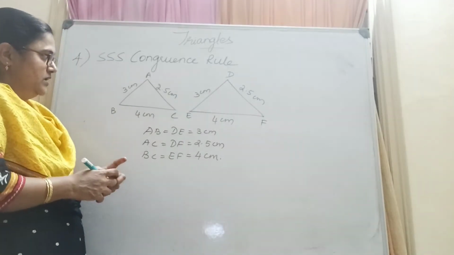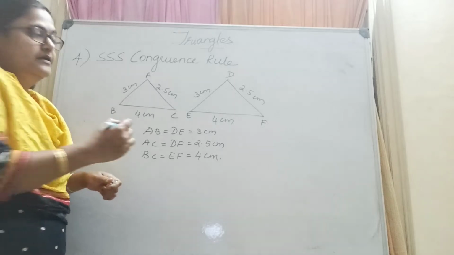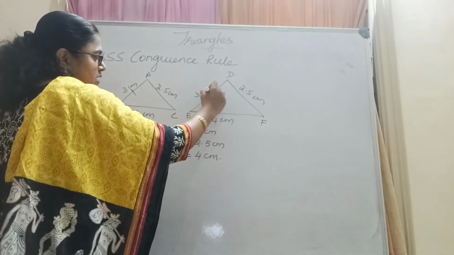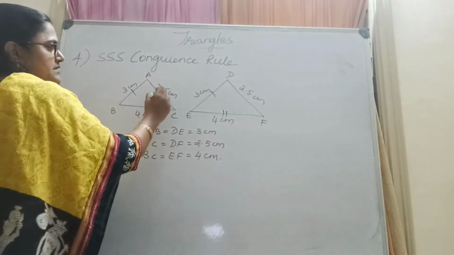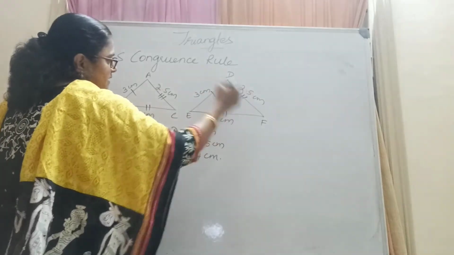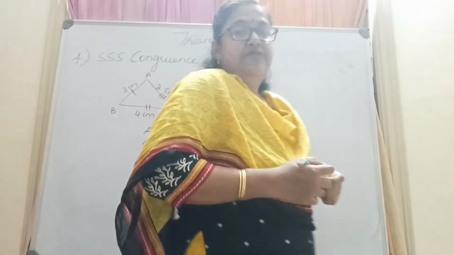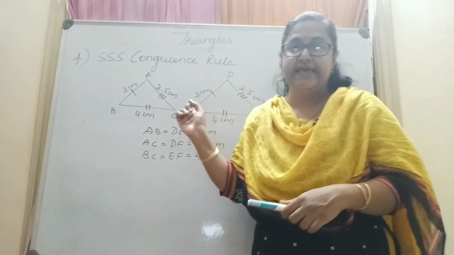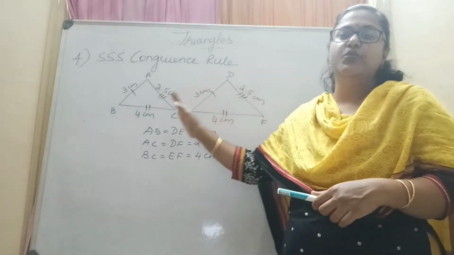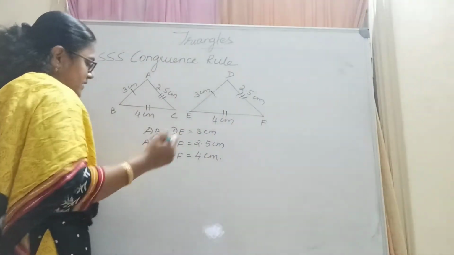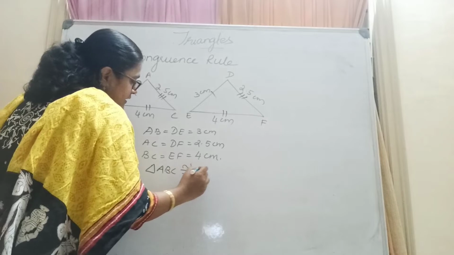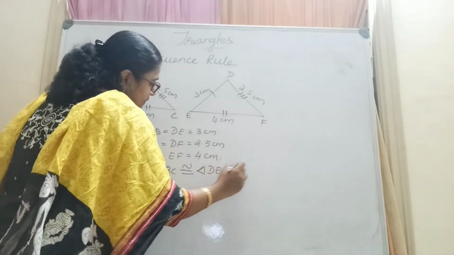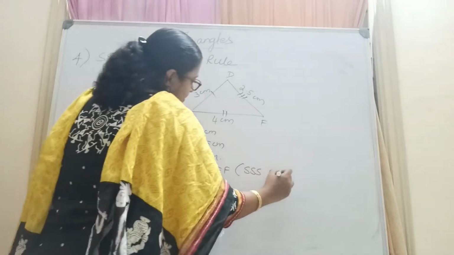So here we are considering three sides. Side AB is equal to the corresponding side DE. Side BC is equal to the corresponding side EF. Side AC is equal to the corresponding side DF. So the three pieces of information that are taken into consideration in this case are three corresponding sides from both the triangles. So triangle ABC is congruent to triangle DEF. Triangle ABC is congruent to triangle DEF by SSS congruence rule.